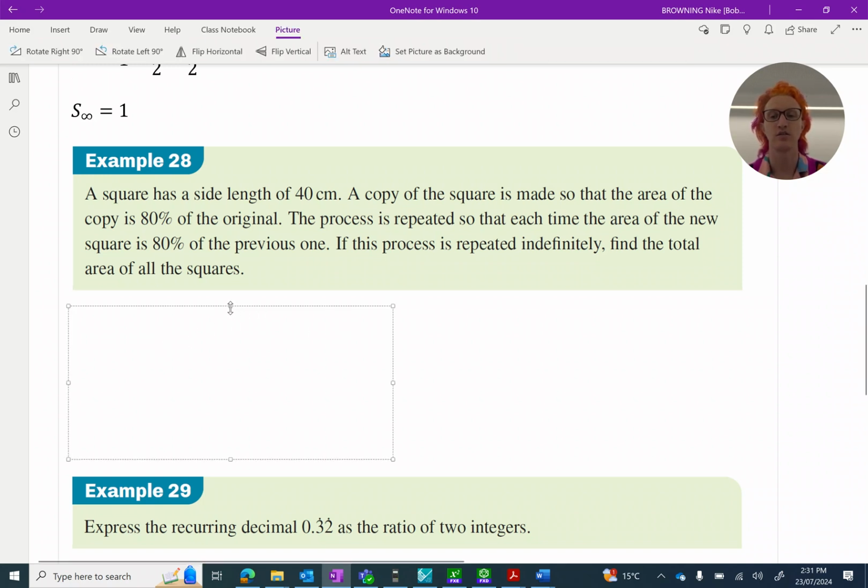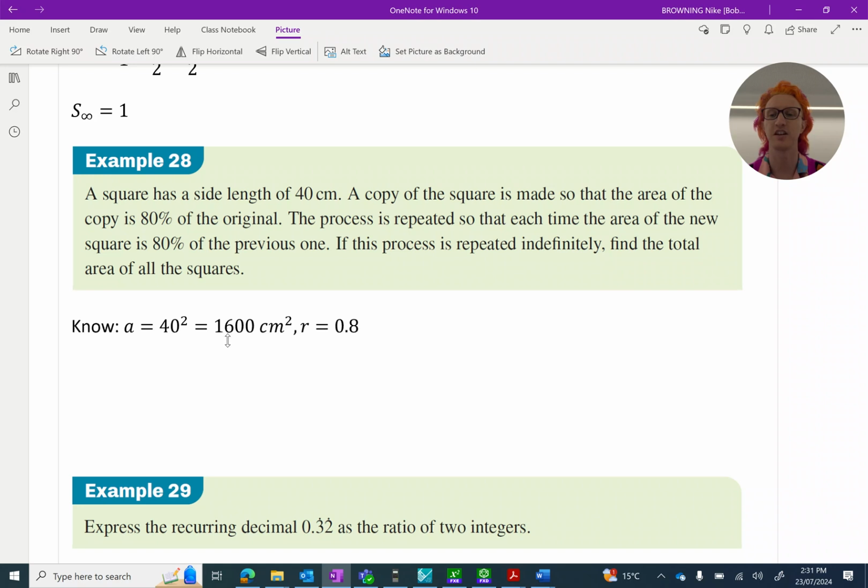So they've kind of made you do a little bit more maths this time. First you have to know that the area of the square is going to be 40 squared, so 1600 centimeters squared. The r is 0.8, the 80%. It's pretty straightforward. Sometimes they will try and trip you up by doing this, like, the side length is 40, but the area is what we actually care about, not the side length.